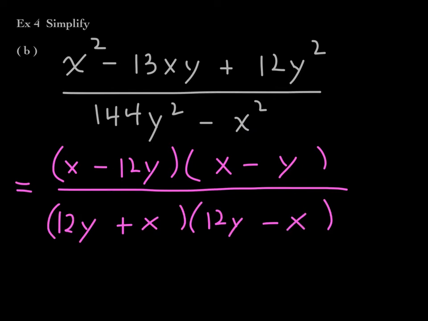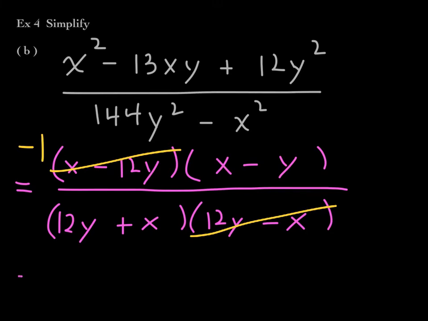Now compare your factors. Do you have any common factors? Well, this factor here is actually the opposite of this one. Let me show that to you. This is positive x. This is negative x. This is negative 12y, positive 12y. So these are opposites, and opposites always divide out, leaving you with a negative 1.